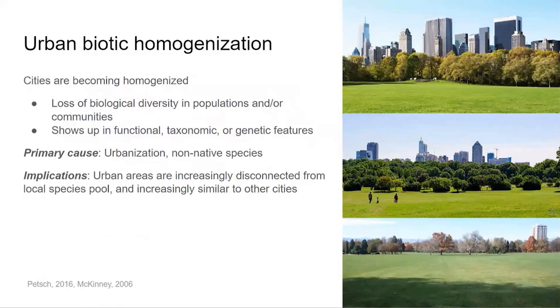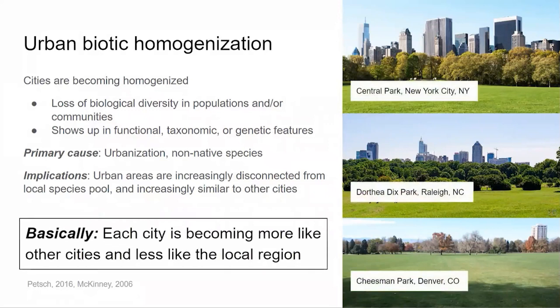We've talked a little bit about this in class, but essentially the big idea is that cities are becoming more homogenized. So they're becoming more like each other and less connected to the regional species pool. The primary cause of this is urbanization and introduction of non-native species. And this can show up in functional, taxonomic, or genetic features. And biotic homogenization really refers to loss of biological diversity in populations or communities. So it's a pretty broad type of a term.